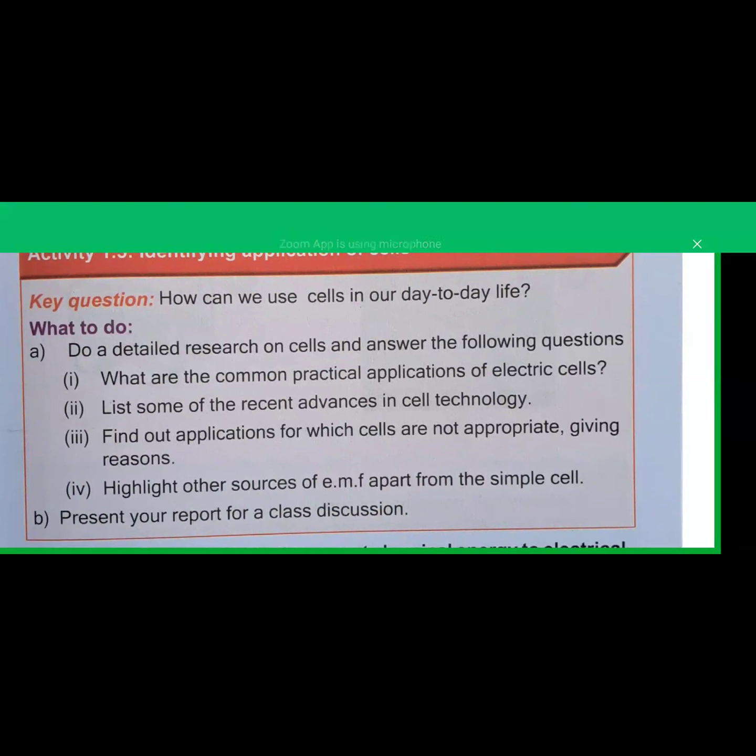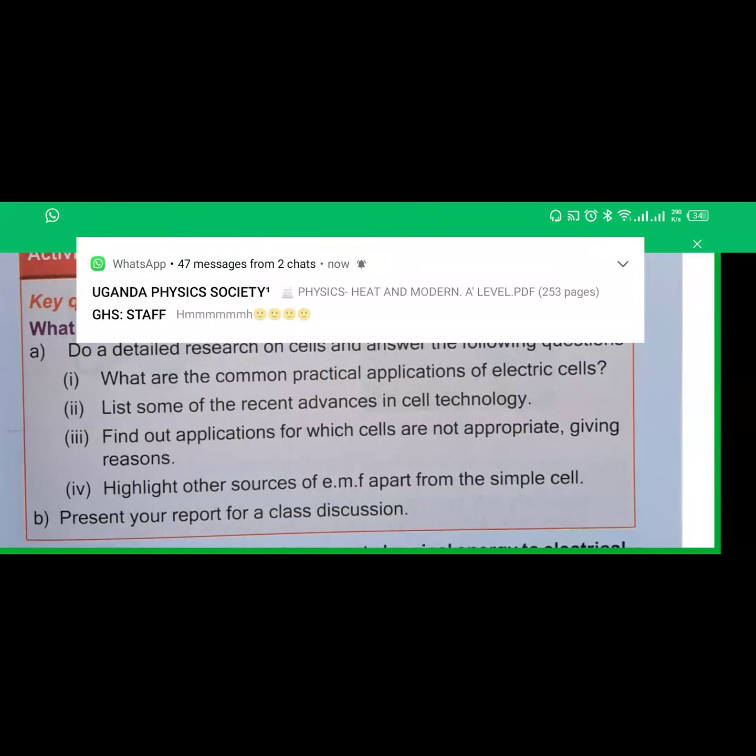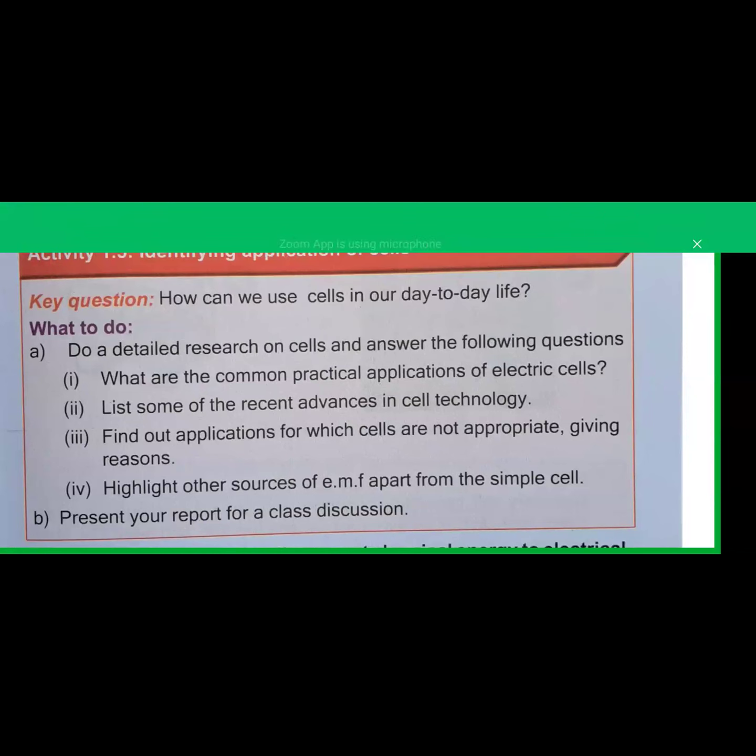I'm going to ask a question on Roman 2. Something has come into my mind. Okay, let us brainstorm, because I wanted to leave it as an assignment, but people might be having some responses to give. Key question: how can we use cells in our day-to-day life? Part A. Can someone be a guide to take us through the questions as we are picking on people to give us responses?